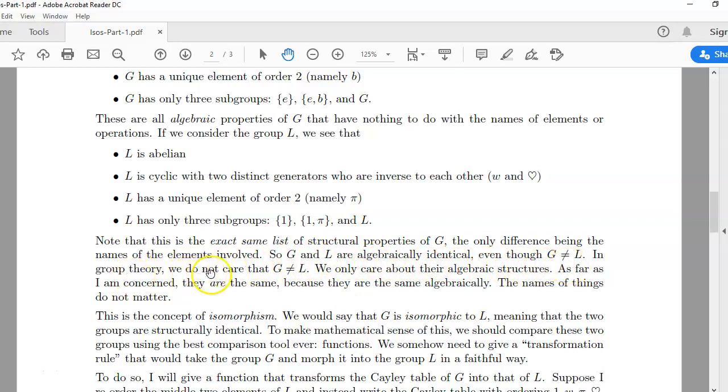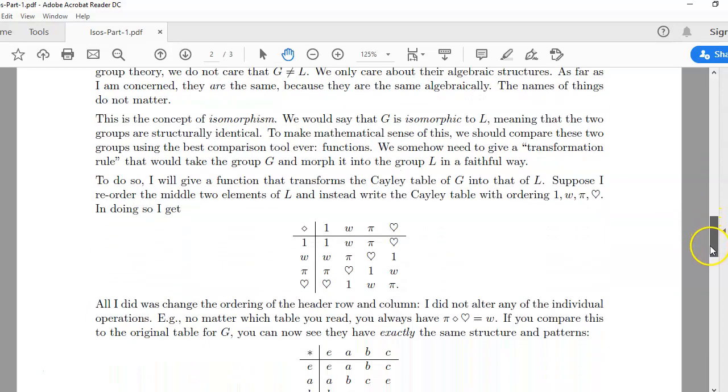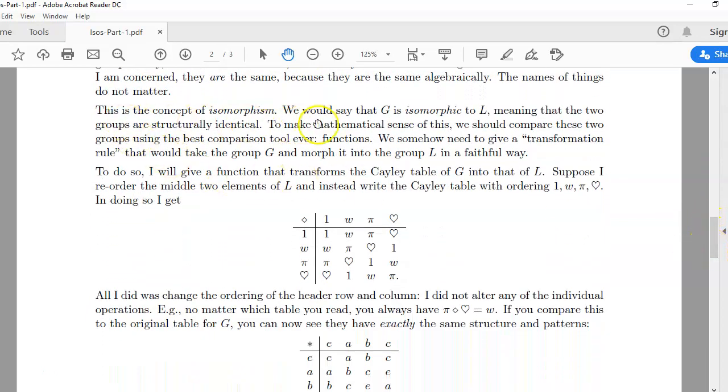And in group theory, we don't care that they're different. Right? What we care about is their algebra. And as far as the algebra goes, they're not different. They have the same algebra. So we'll say they are isomorphic. This is the idea of isomorphism. Okay? So we would say that G is isomorphic to L, meaning that the two groups are structurally identical.